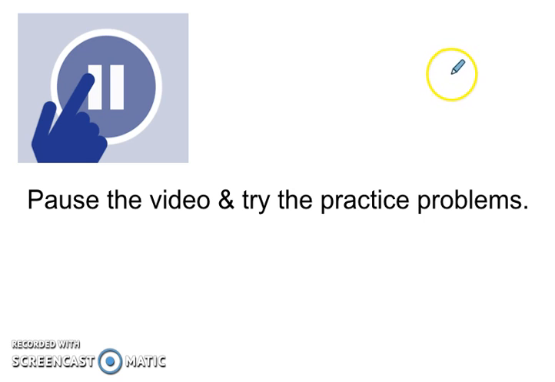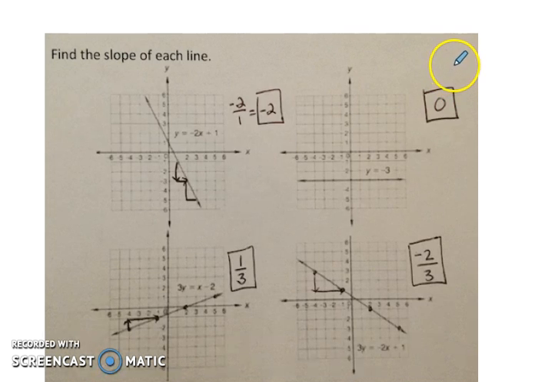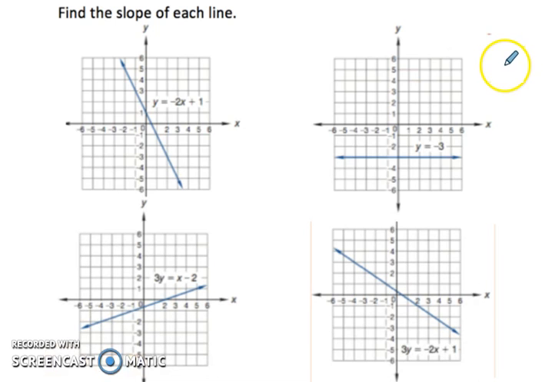All right, you should have paused your video and done the 4 problems. I'm going to go on to the next page. You may check your answers. All right, check. You should have -2, 0, 1/3, and -2/3 as your slope. If you do not have those for some reason, I'm going to go through and do those problems.